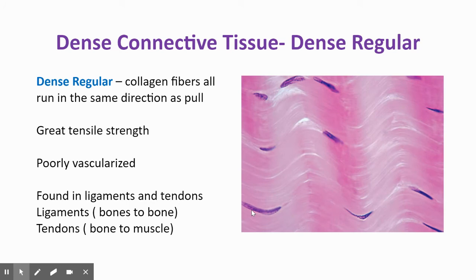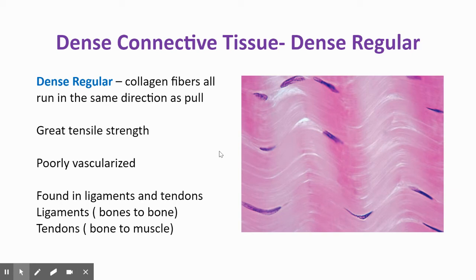So this is our first type of dense connective tissue. It's simply called dense regular. The reason it's called regular is it's made up of these collagen fibers, and if you notice, the fibers all run in the same direction. In this picture, it looks like wavy lines, but all of the lines are going in the same direction. And so this allows for great tensile strength. Tensile means that if I had a string and pulled it from both ends, that string can withstand being pulled from both ends.